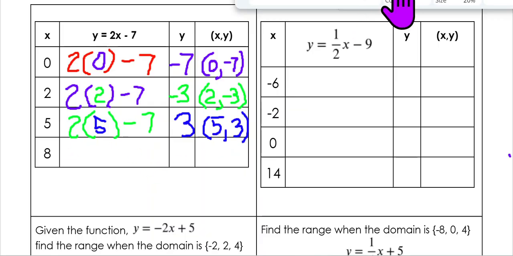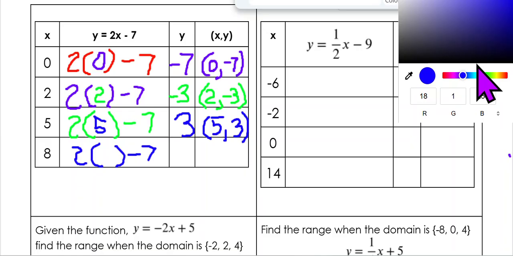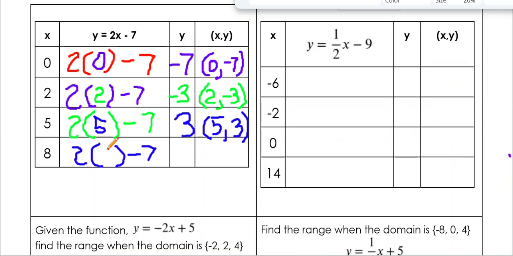All right, one last one. We got 8. I'm going to do the same thing. I'm going to plug 8 in for x. So I'm going to put the same exact thing, except where the x is, I'm going to put parentheses. And then inside my parentheses, I'm going to put my input, my x value, which was 8. 2 times 8 is 16. 16 minus 7 is 9. So what's my ordered pair? My ordered pair is 8, comma, 9. And there are my ordered pairs. And then I completed my function table.